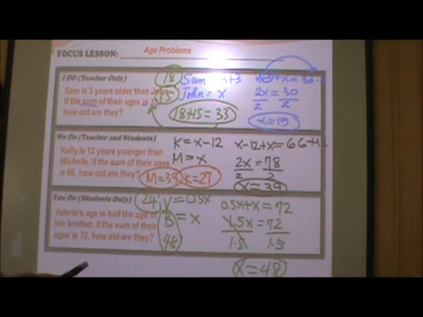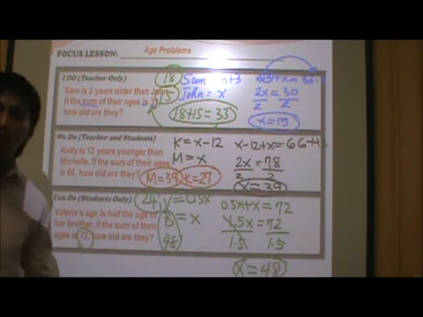Now, if we add them together, if we add 24 and 48, I got 72, which is also 72 in the problem here. So that's about it, guys. Solving for age problems. Good luck.